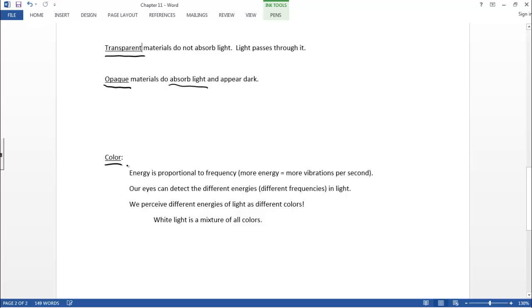What about color? Well, it turns out that energy is proportional to frequency, right? So as the waves vibrate more quickly, they carry more energy. There's more vibrations per second. Turns out that our eyes can detect that difference in energy, and our brains can decipher those different frequencies, different energies, as color. We perceive different energies of light as color. And then when our eyes get overwhelmed with a whole bunch of different wavelengths, different frequencies of light, our brain says, okay, all those different colors just sum up to white light. And that's the image that we get in our brain.